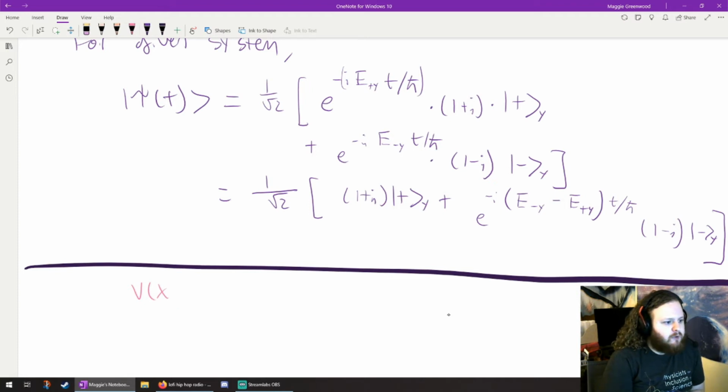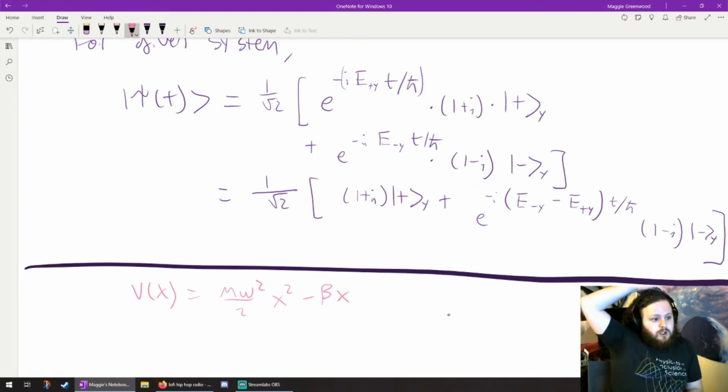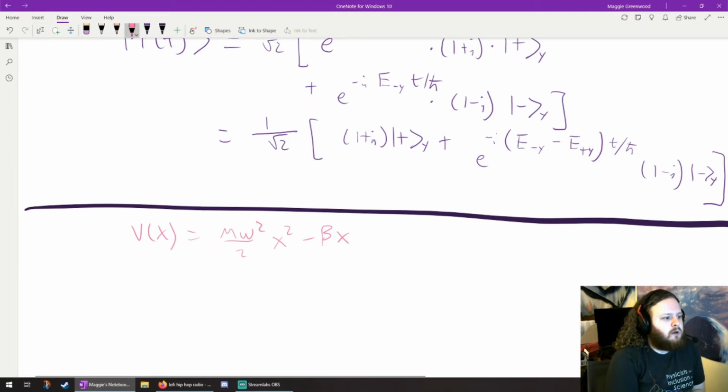So, segue to a different quantum problem really quickly. We're given a potential that looks like m omega squared over 2 x squared minus beta x. This is the potential. Our goal is to find the energies and function for a particle of mass m. So, given this, find the ground state, not eigenstates. Ground state function and energy.